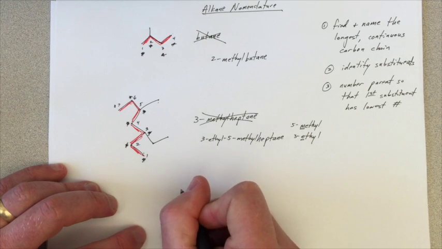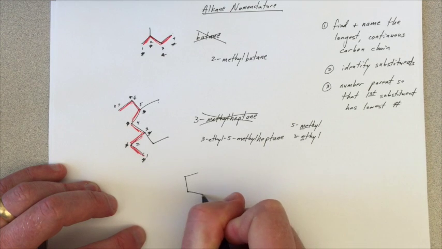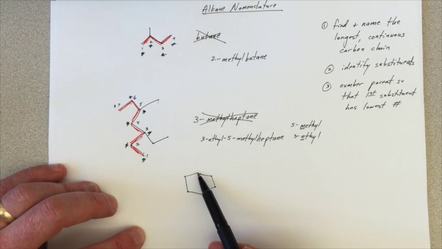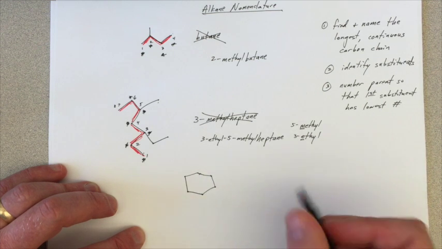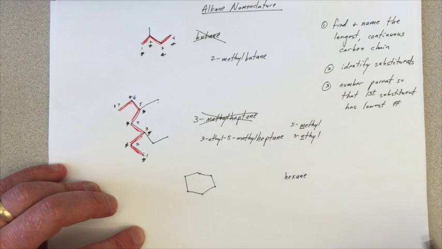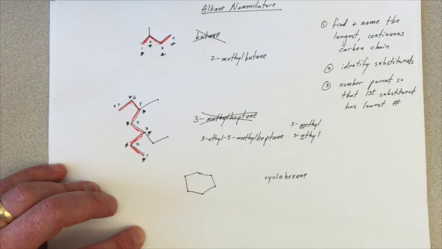Okay, let's do 1 or 2 more examples, and then you can practice. Here's a cyclic alkane. So this is easy. What's the longest continuous carbon chain? Well, I could go on forever, but 1, 2, 3, 4, 5, 6. There are 6 carbons in this, and so this is some sort of hexane. Since it's cyclic, I'm not just going to call it hexane, I'm going to call this thing a cyclohexane. And that's the name of this molecule, cyclohexane.